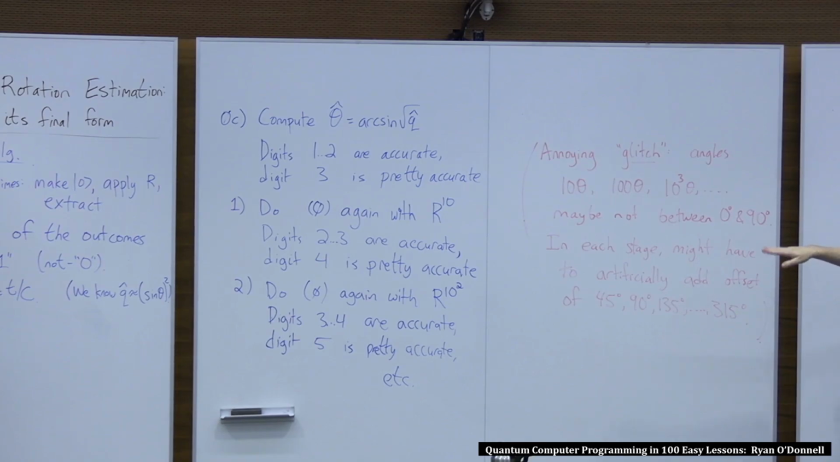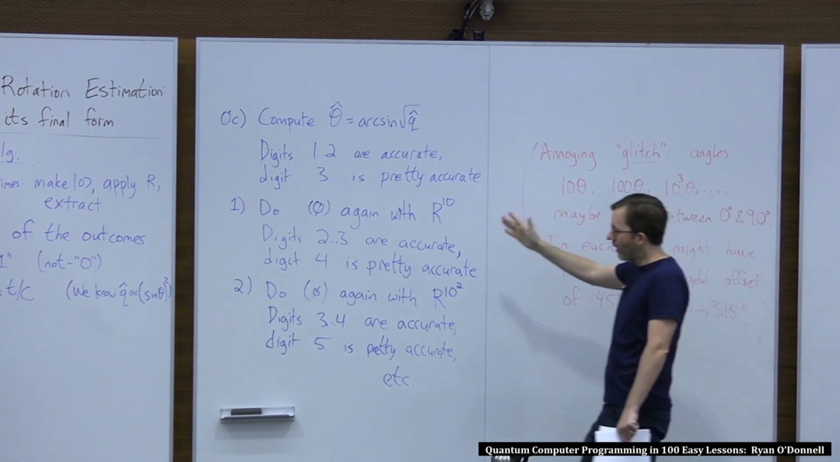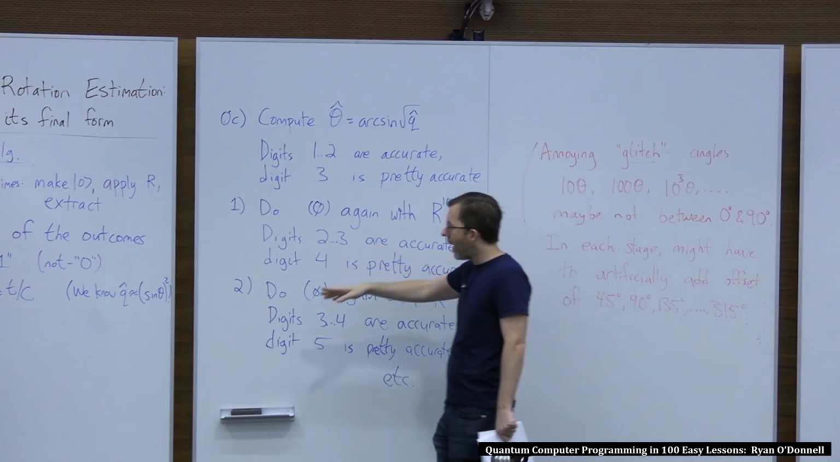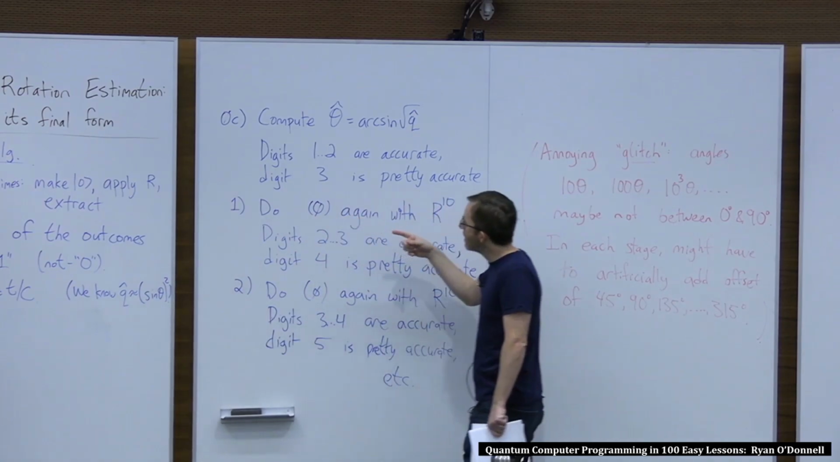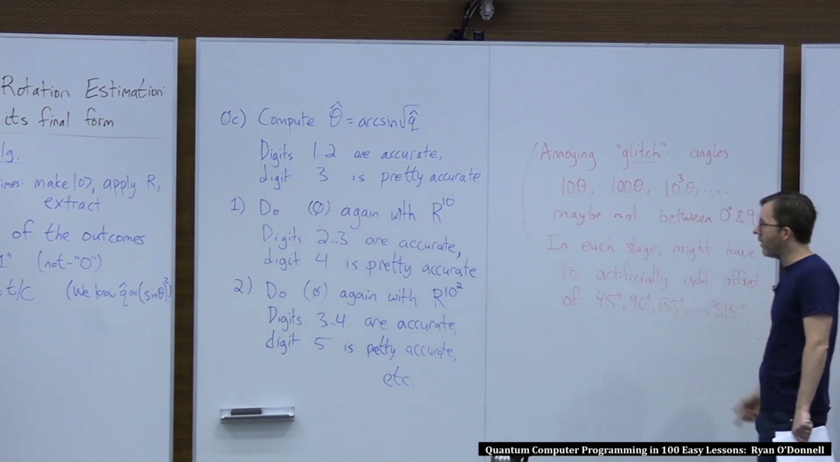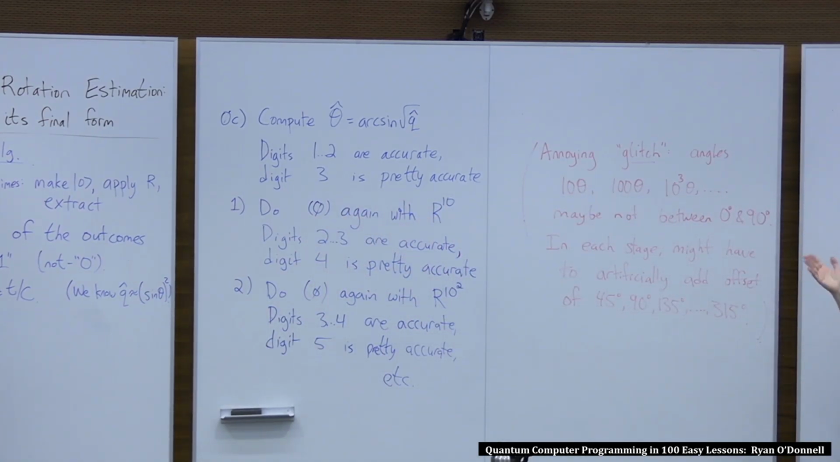There was one little glitch here, if you remember, where we assumed the initial angle is between 0 and 90 degrees, and we needed that so that there was a one-to-one map between q and theta. But then as you're doing this, 10 theta and 100 theta and 1,000 theta might not be between 0 and 90 degrees.